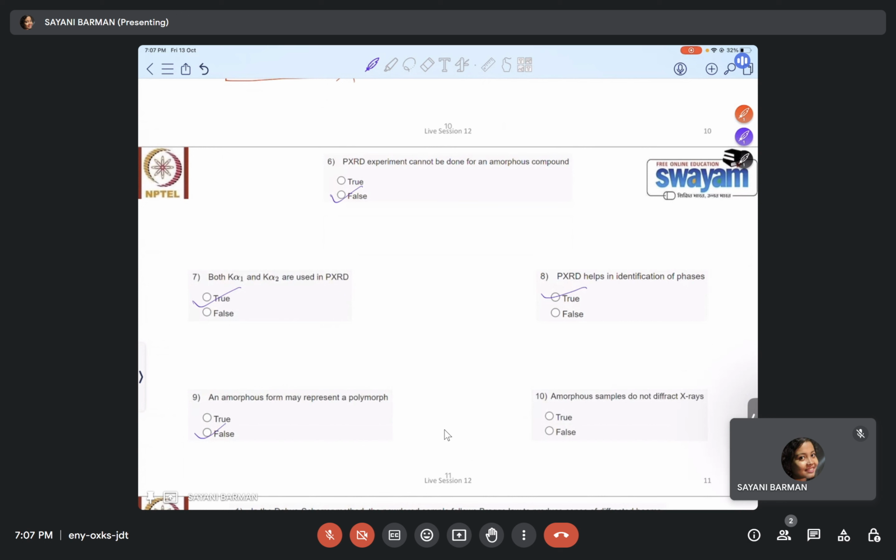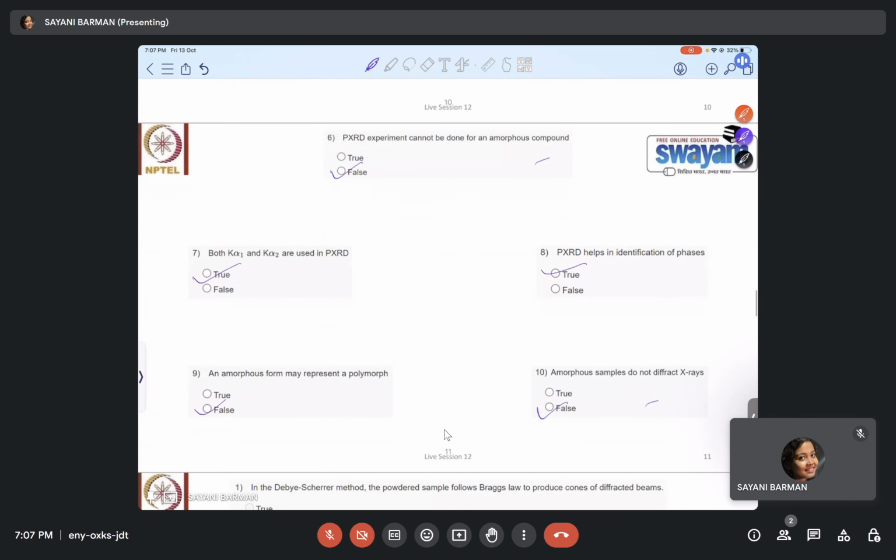Now the next one is: amorphous samples do not diffract X-rays. This is the same question as this one. In PXRD, can we do an amorphous compound, or can amorphous samples diffract X-rays? This is the same question, but here it is written amorphous samples do not diffract X-rays, true or false. So it will be false, because they can.